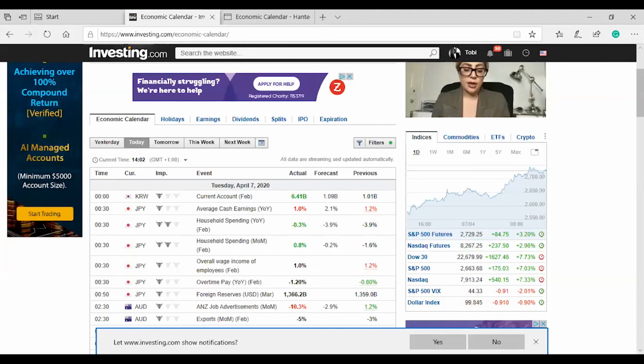Somebody asked, how do we compare the news results? Comparison of news results can be done on the economic calendar. It will show you actual, forecast, and previous.